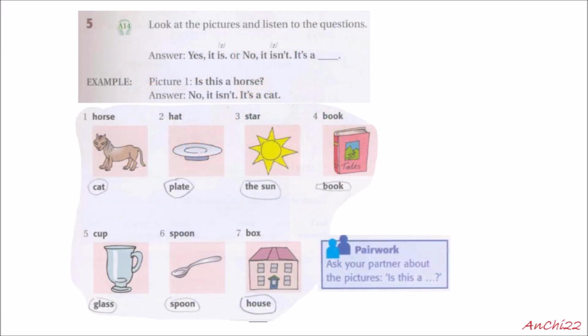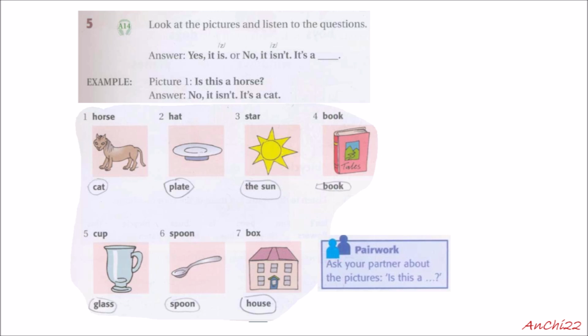5. 1. Is this a horse? No, it isn't. It's a cat. 2. Is this a hat? No, it isn't. It's a plate. 3. Is this a star? No, it isn't. It's the sun. 4. Is this a book? Yes, it is.